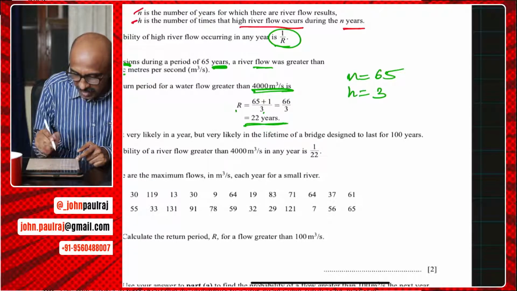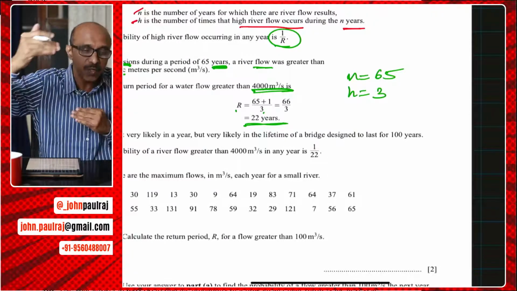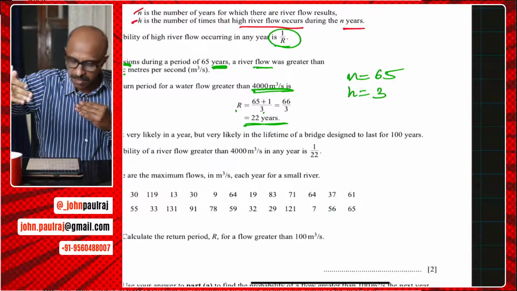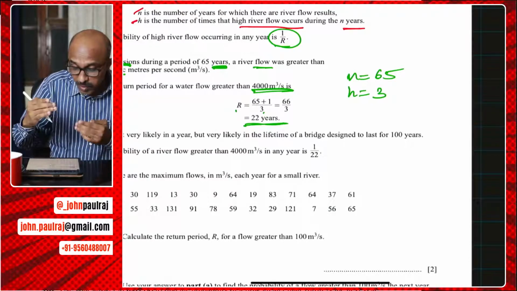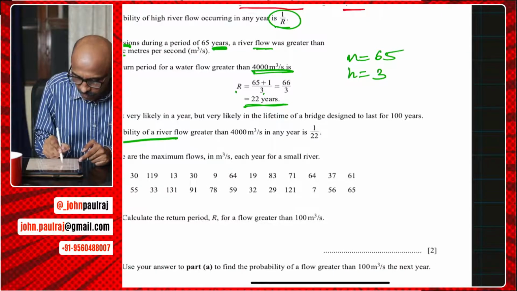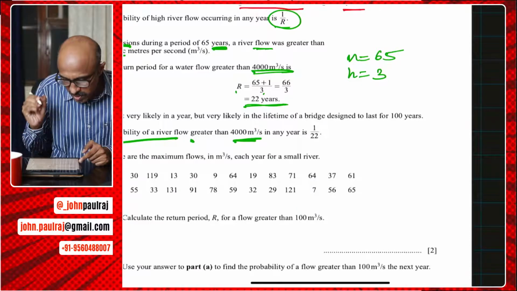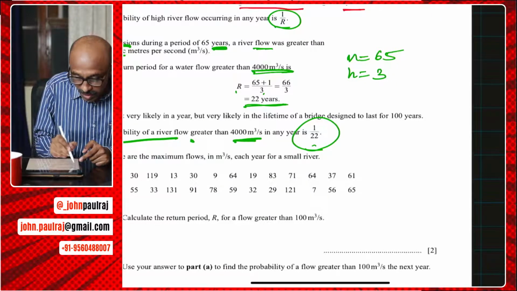So apparently R, that return period, is 22 years. So the next time they're going to have a high river flow is going to be 22 years, which means that the probability, as they said, of a river flow greater than 4,000 meter cube per second in any given year is 1 over 22. Okay, now what they've written here is also very interesting.